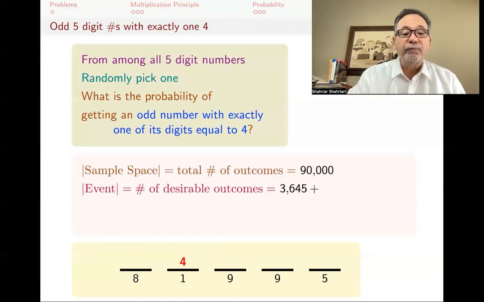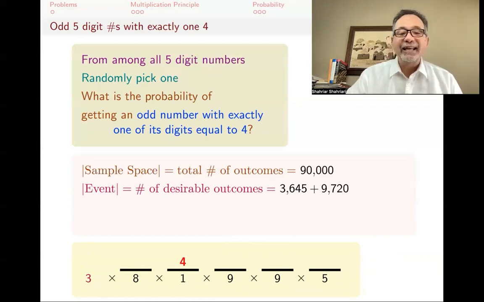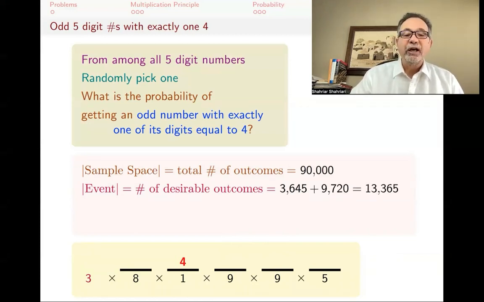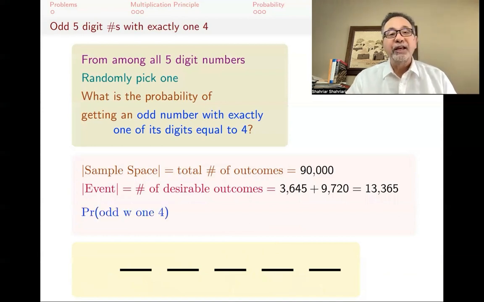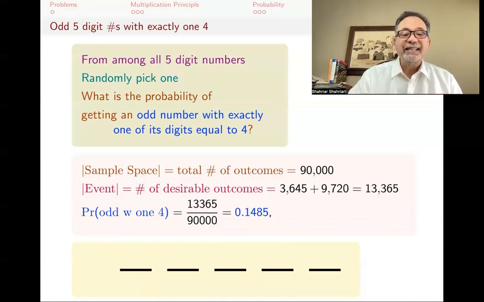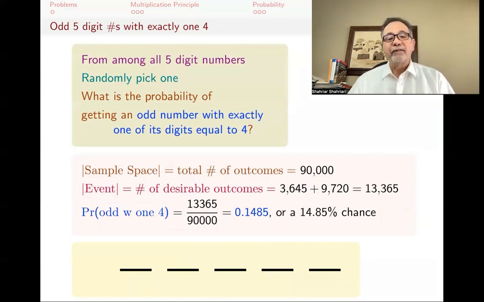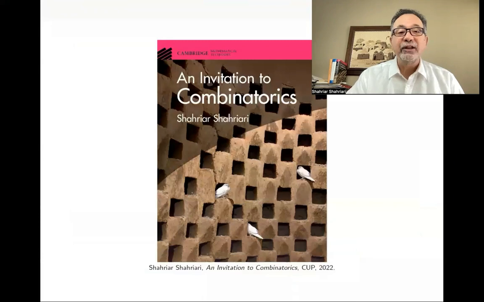But that 4 could have been in the other 2 spots, and those would all be the same also. So I have to multiply this by 3, and that's 9,720 for a total of 13,365. So the probability of getting a 5-digit odd number with just exactly one 4 from among all 5-digit numbers is 0.1485, or 14.85% chance. This is the end of this lecture.